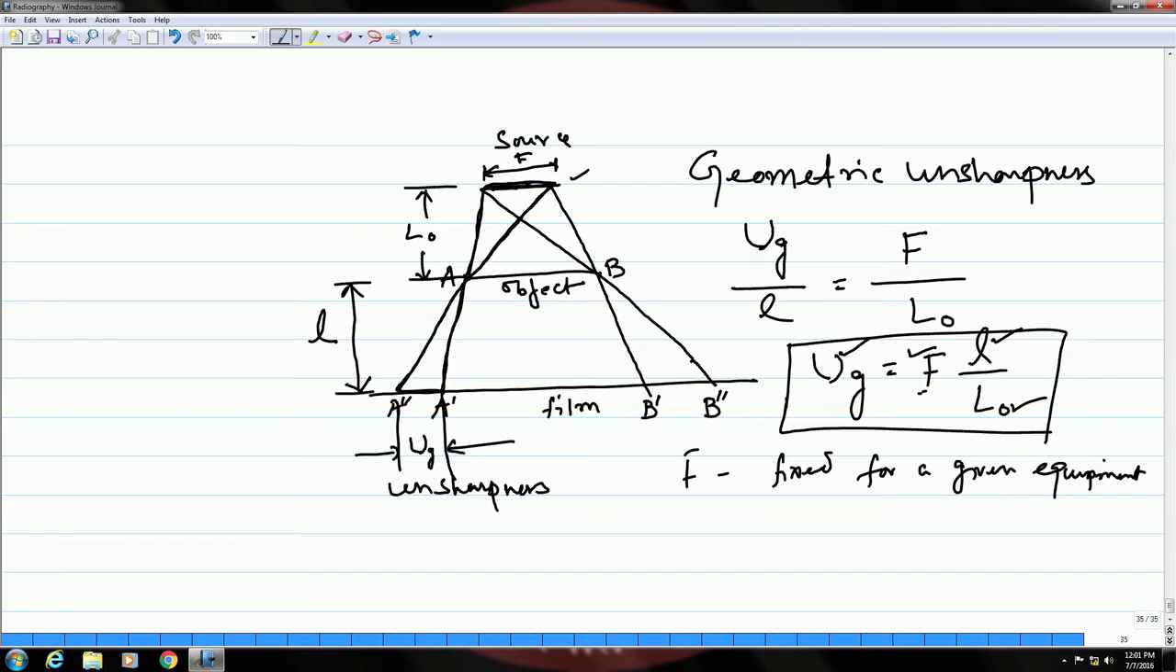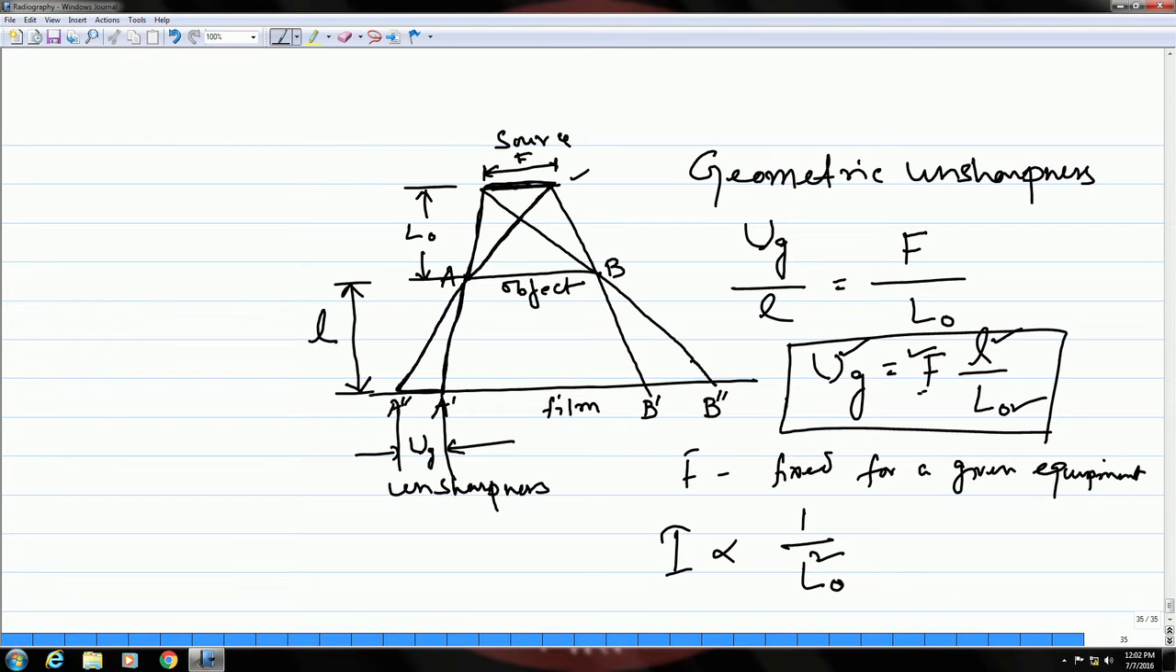But the problem with that is, if you increase the distance between the source and the object, the intensity is inversely proportional to the square of the distance. Okay. So, you will compromise with the intensity. Okay. If you increase the distance, for example, by double, your intensity will decrease by 4 times.